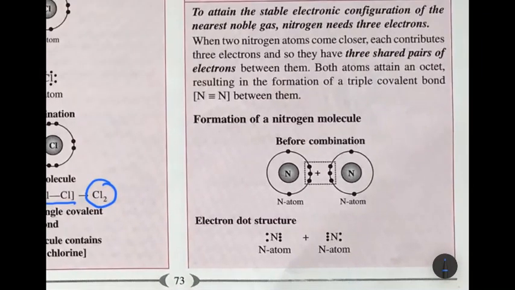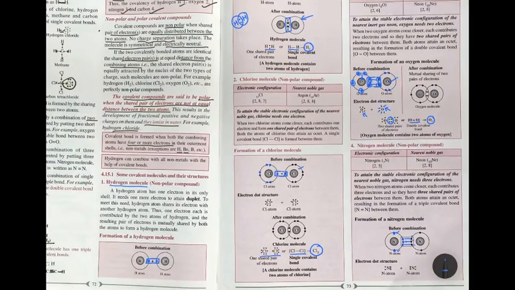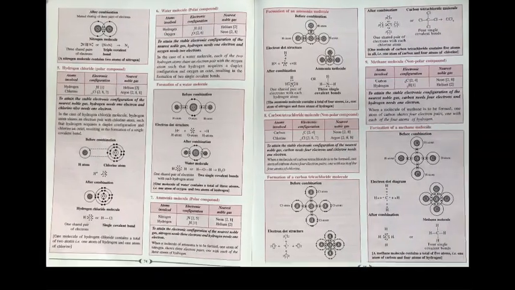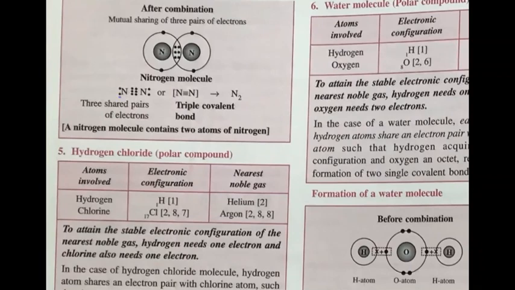Now nitrogen has 1, 2, 3, 4, 5, okay, and then 3 pairs are shared. So this 3 here, 1, 2, 3, 4, 5, 6, 7, 8. So octet configuration. Your electron dot you will draw in this manner. You'll write down nitrogen in the center. You'll show how many are shared. Total 3 pairs are shared, and then you'll see the triple covalent bond resulting in the formation of the nitrogen molecule.